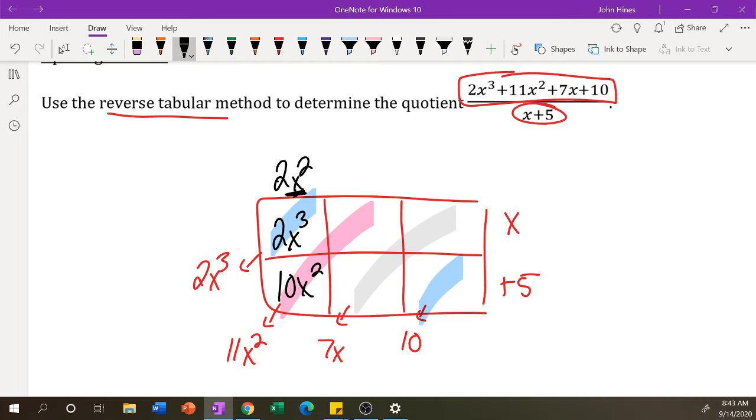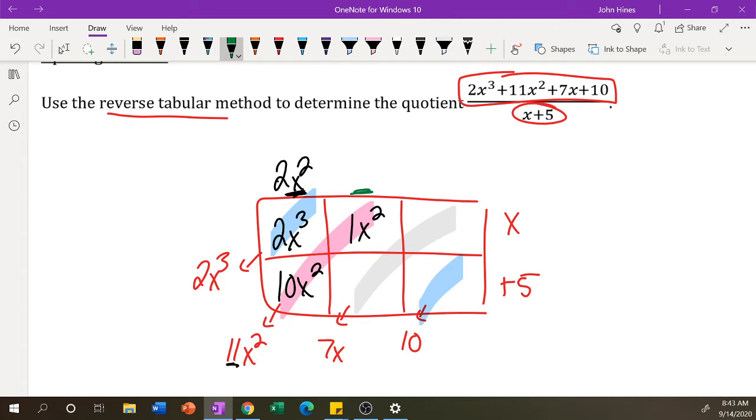But I don't want 10x squareds. How many x squared terms do I need? I need 11 of them. I currently have 10, but I need to get to 11 of them, so I need another 1x squared there to fill in that missing piece. And we start again. We start again by asking ourselves, what times x is 1x squared? Well, x times x is 1x squared.